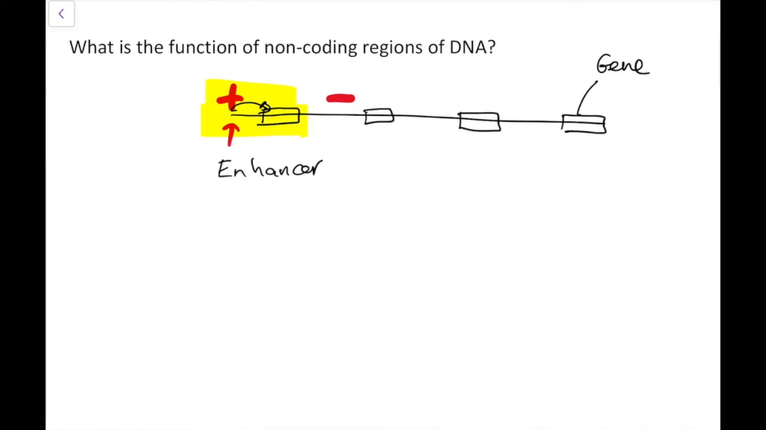Whereas over here, we've got a negative. This could be called a silencer. And what it's going to do is work to maybe decrease the transcription of this gene.